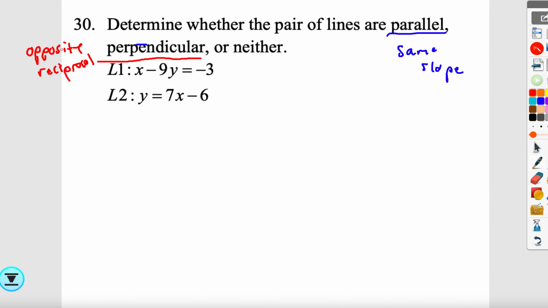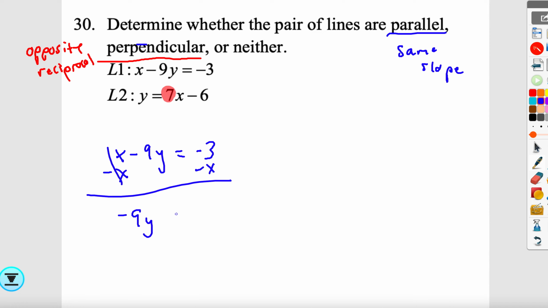So if it's one positive and one negative, and the flip version of each other. Luckily we know m here, the slope for L2 is 7. So we need to get the first equation, x minus 9y equals negative 3, with y by itself. We're going to subtract x on both sides, because we want to compare what the m is. So we get negative 9y equals negative x minus 3.